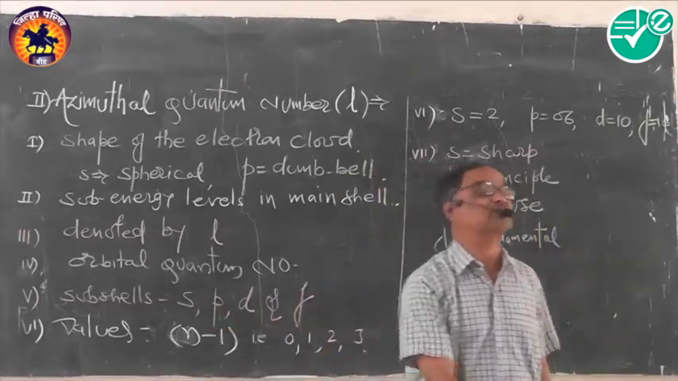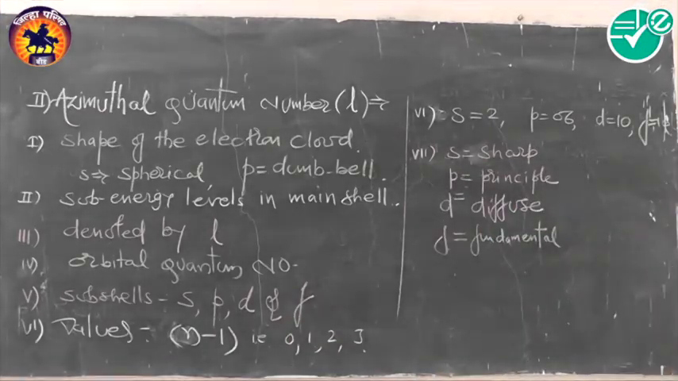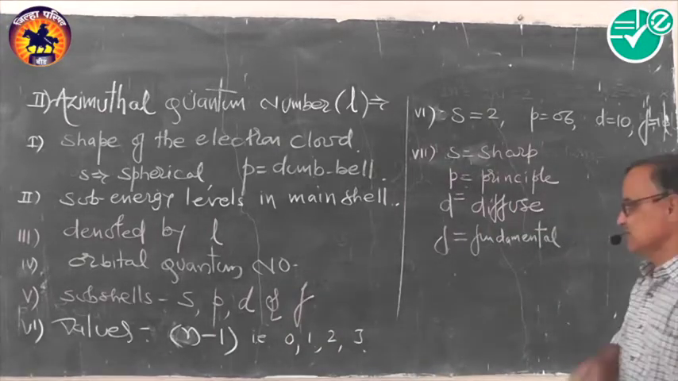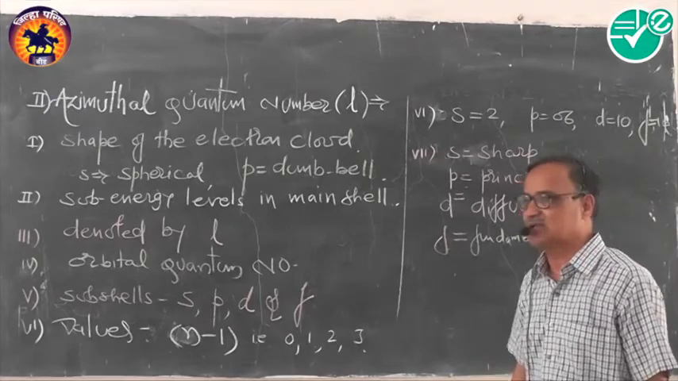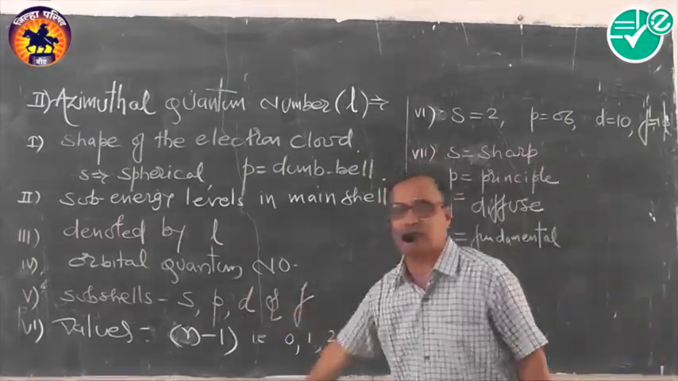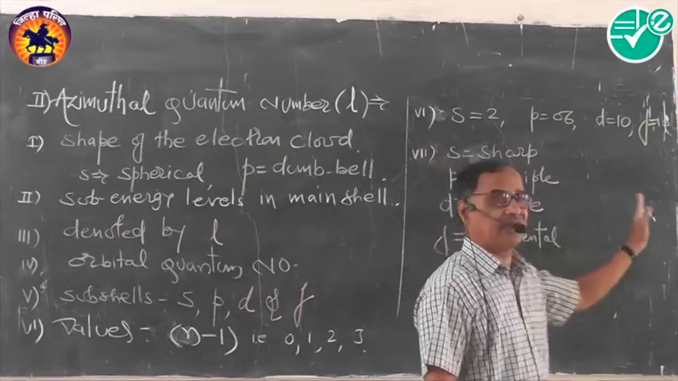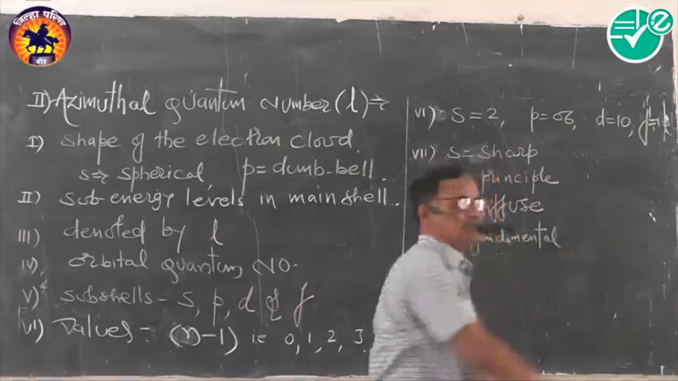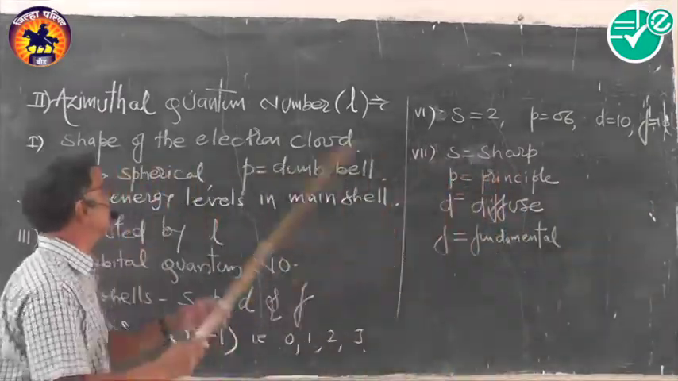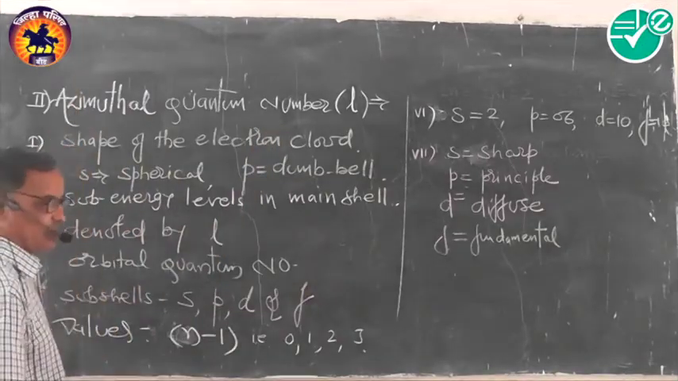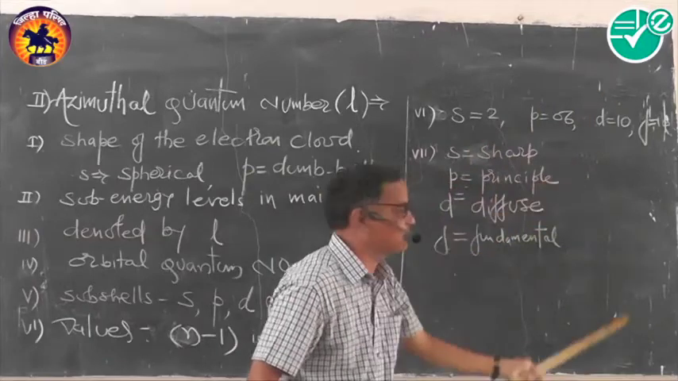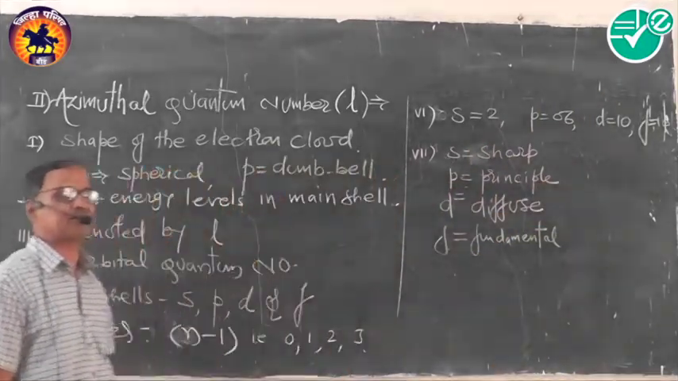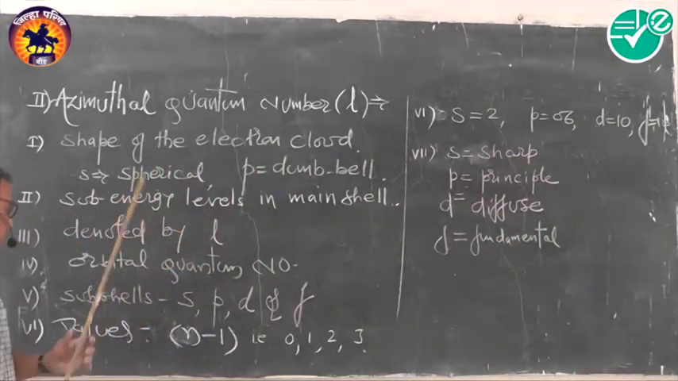Second one, that is principal, the p sub energy level. Second sub energy level is called p. So p means these elements are placed extreme right hand side of the periodic table. This is the left side of the periodic table called s block, and this is the right hand side of the periodic table, and that's why these elements are called p block elements.